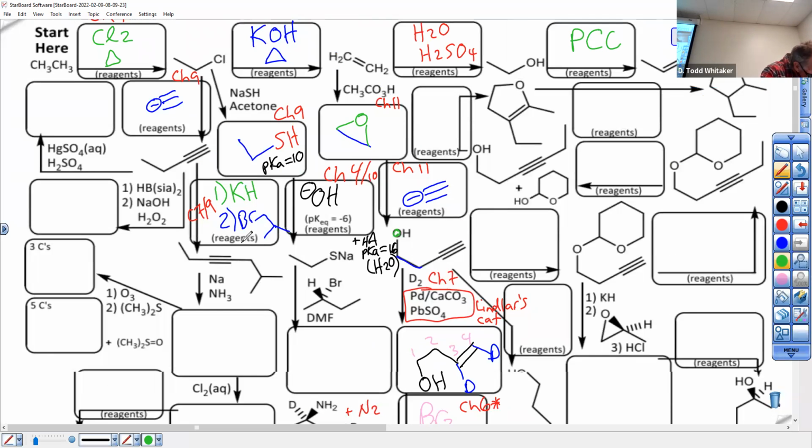We left off here and didn't finish this one. We made this internal alkyne. Sodium and ammonia, we learned in chapter 7, is going to make a trans-alkene. So we'll have an ethyl on here and an isobutyl over here, and they're trans.